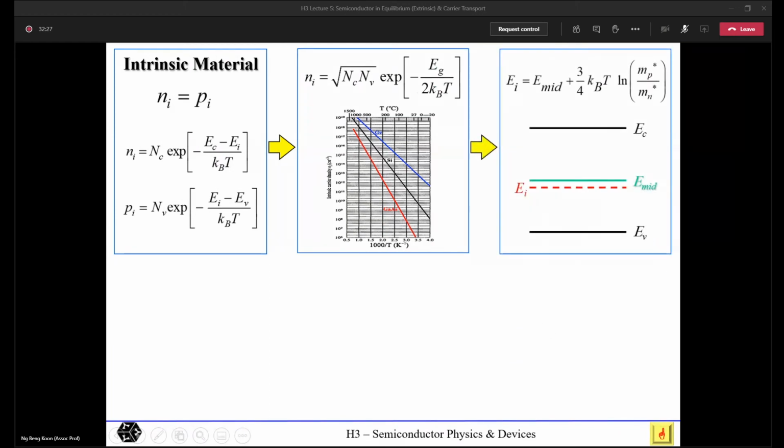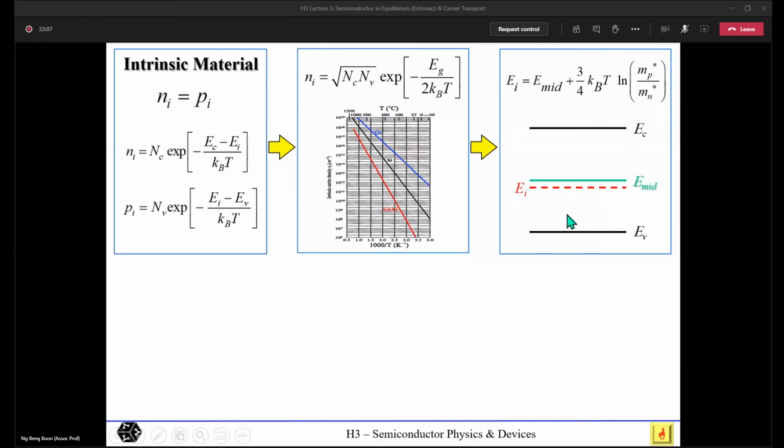Now, by equating Ni to Pi, we can derive an expression for the intrinsic Fermi level EI, where after simplification, you find that it can be expressed as the sum of two terms. The first is the middle of the band gap, E mid, and the second term is a function that depends on the natural log of the ratio of the effective masses. In fact, this second term is generally quite small, which means that the intrinsic Fermi level is approximately in the middle of the band gap.